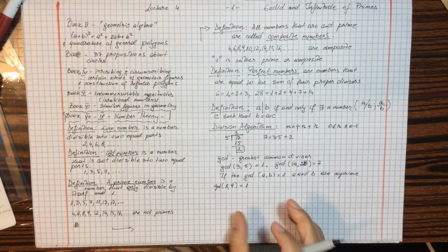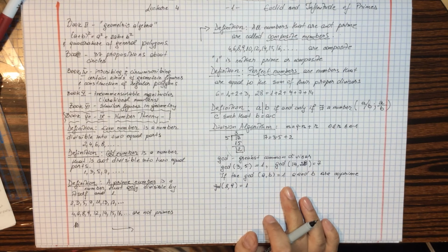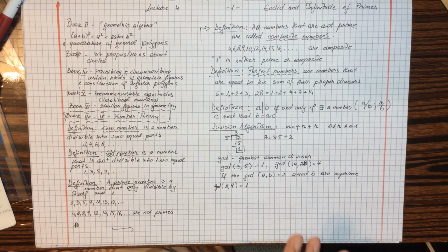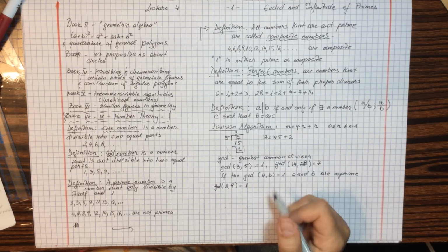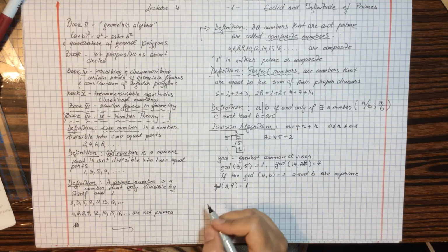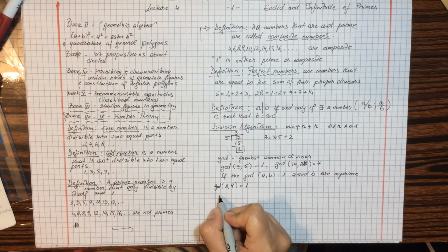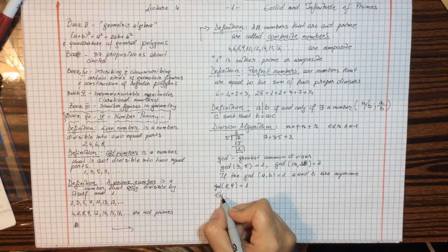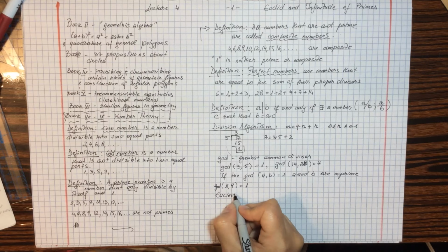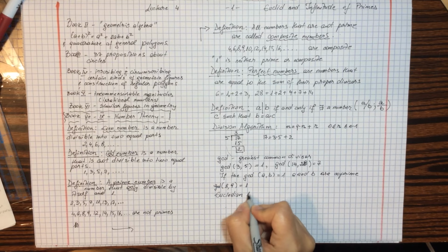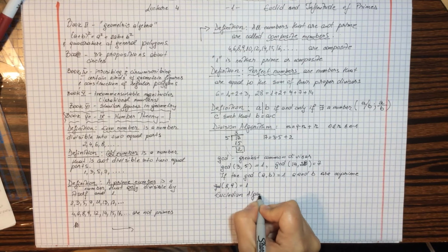I'm not going to write a formal definition of the Euclidean algorithm. I just want to show you how to use it to find the GCD between two numbers. So I'm going to explain the Euclidean algorithm with an actual example.